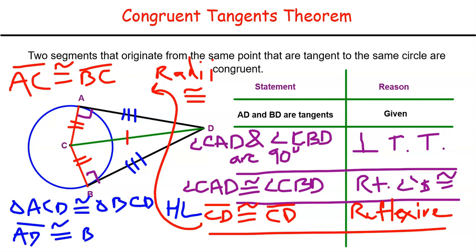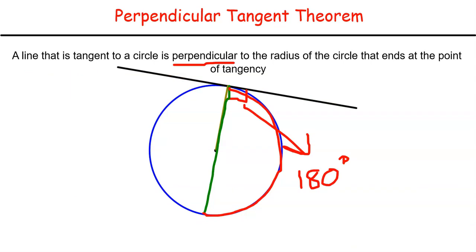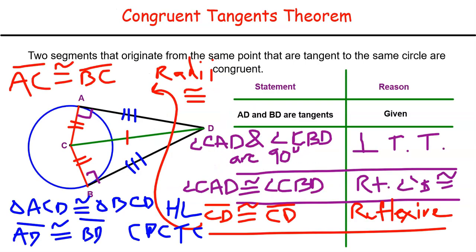So if you need to pause the video again before it ends to copy down any stage of the proof, please do that. But those are the two major theorems related to tangent lines and single circles. One is that a tangent line is perpendicular to the radius that intersects it at the point of tangency, and the other is that two tangents that are tangent to the same circle but that intersect outside the circle, the segments between the point of tangency and the intersection points of those tangents must be congruent.